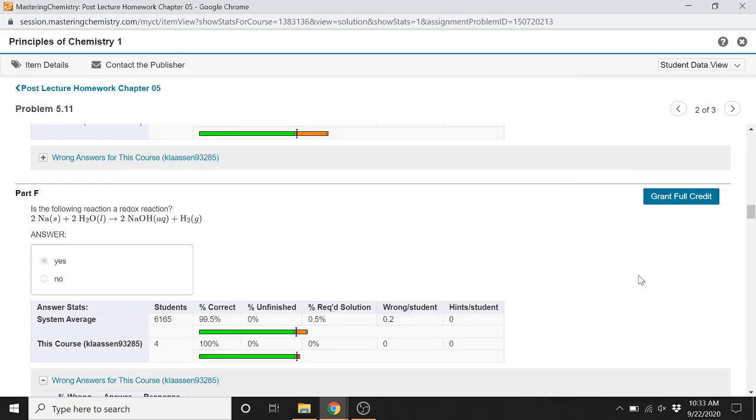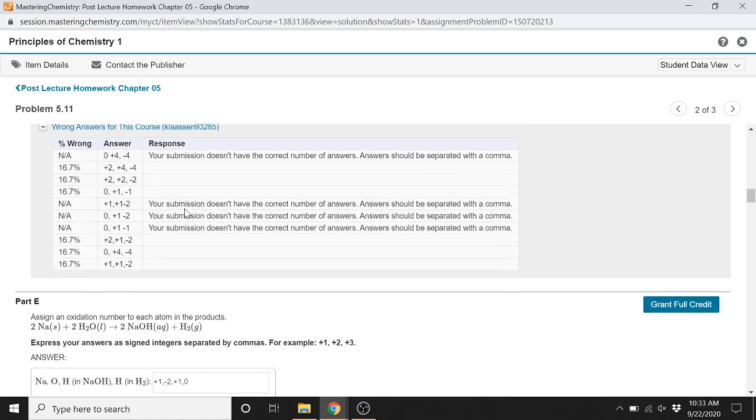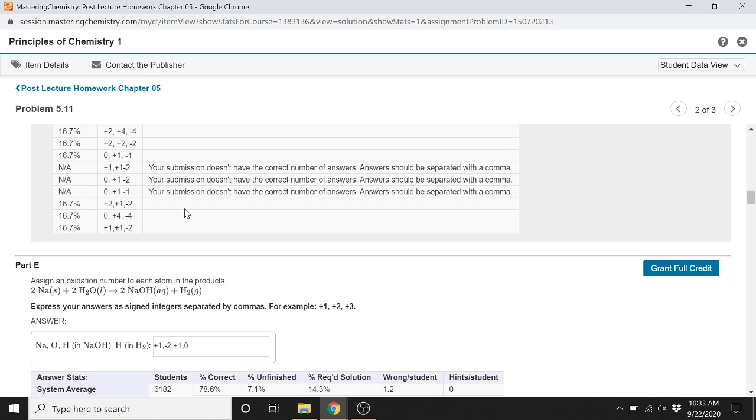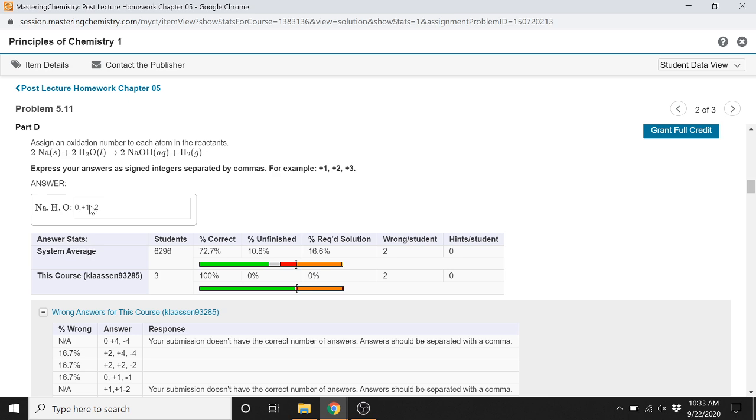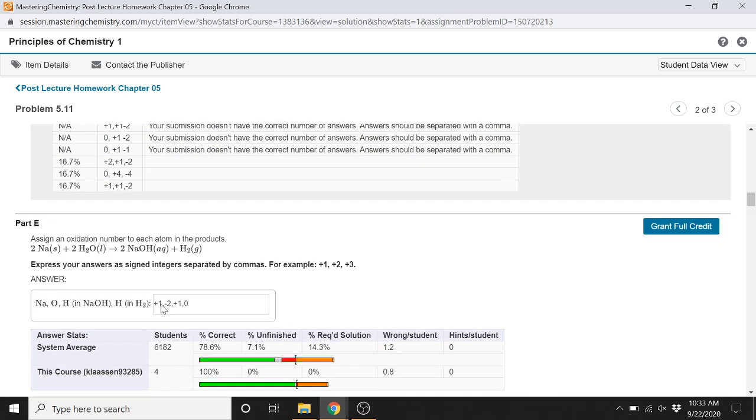Okay, so right here is the following redox reaction. Whenever you're trying to figure out if something's a redox reaction, if you've already done the oxidation numbers, then this is really easy. Because if the oxidation numbers change, it's a redox reaction. And so here we see sodium was 0, sodium went to +1. It's a redox reaction. Sodium lost an electron. There you go.